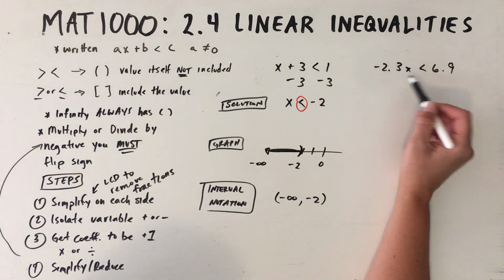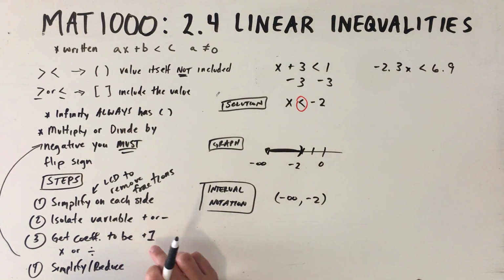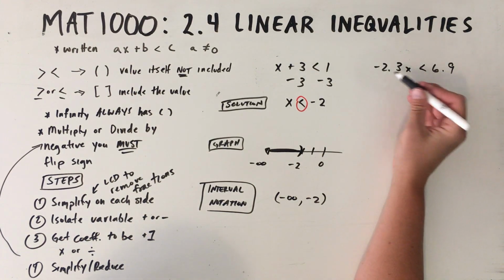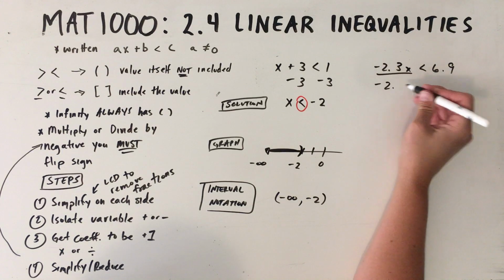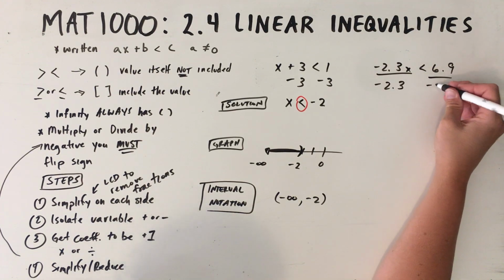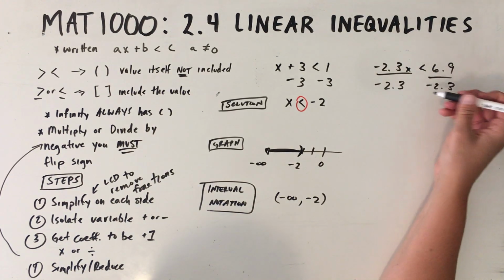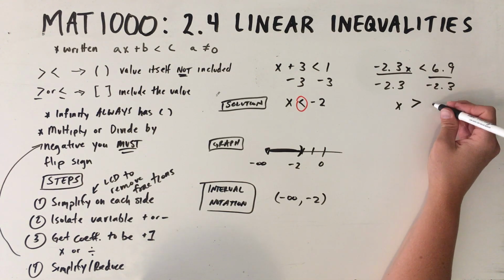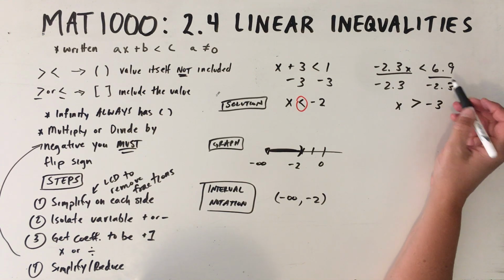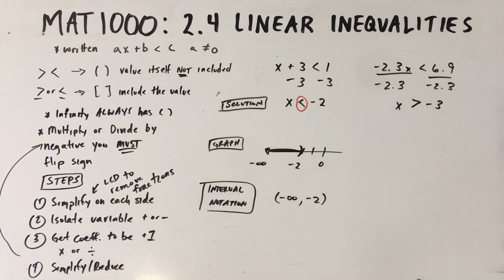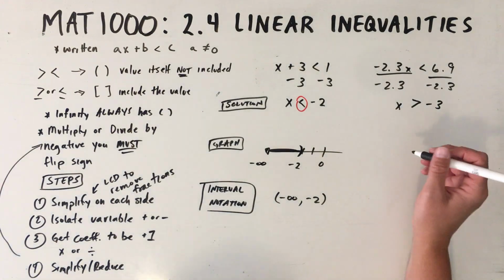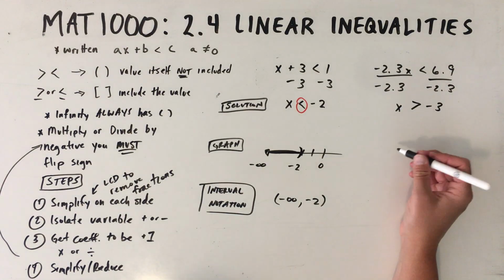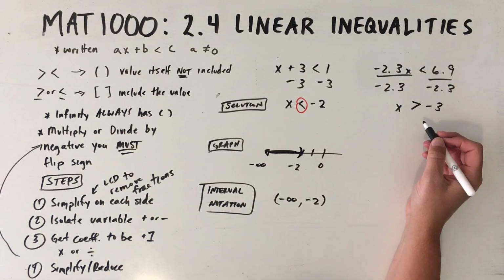For this one, we're going to use the multiplicative property, or we are going to get the coefficient to be 1. The quickest way to do that is to divide both sides by a negative 2.3. Remember though that when you divide by a negative, you have to flip this sign. And this would give me then a negative 3. When I divide 6.9 by a negative 2.3, I get a negative 3. And I have to flip the sign, so again, here's my solution.